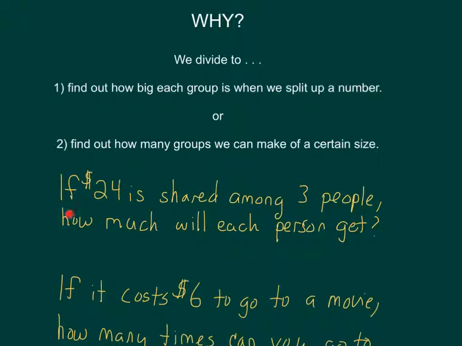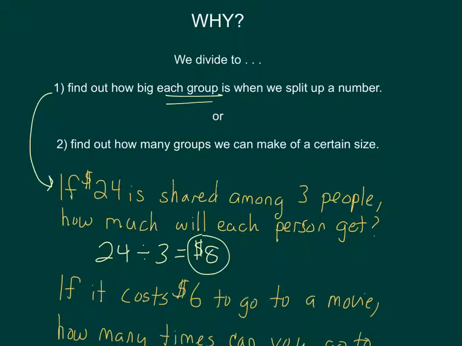So the example would be, if $24 is shared among 3 people, how much money will each person get? $24 is shared among 3 people. How much will each person get? 8. So this is an example of number 1. Each group would be $8 because we're splitting it into 3 groups. Or we're splitting it into groups of 3.